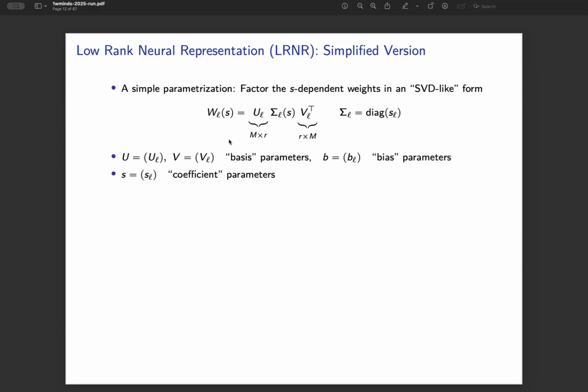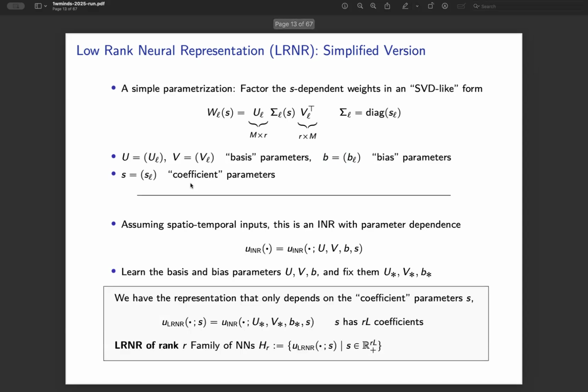So now that we have this factorization, we refer to these U and V's, specifically, as basis parameters, alluding to the fact that they're going to be fixed across all parameters S. And we say this B is also going to be fixed and independent of S for the bias parameters across different layers. We call these bias parameters. And this S, which parameterizes our matrices, we're going to call coefficient parameters. Sorry for all the new terminology, but I do think it makes it easier. So again, assuming spatial temporal inputs, this now is an INR. Instead of having W and B, which were weights and biases, that parameterize them, we just have a slightly different parameterization in this factored form. So U, V, and B are the basis and bias parameters, and then S is the coefficient parameters. And this S appears in the diagonals of this factored matrix form.